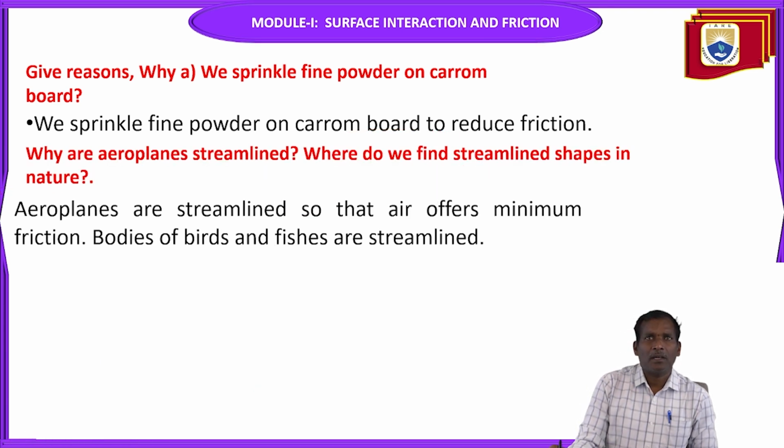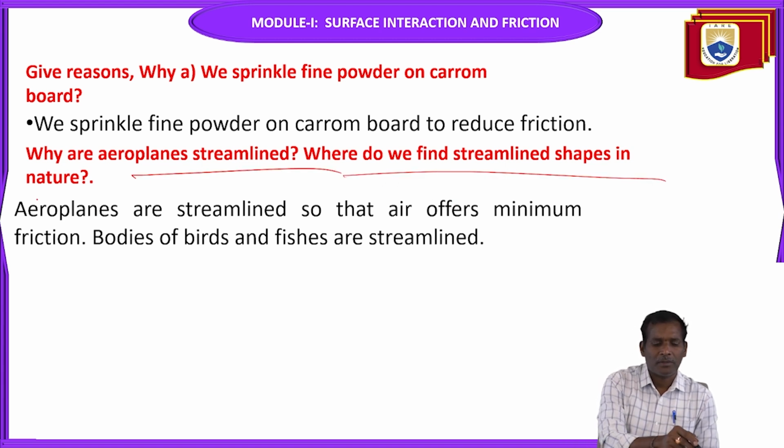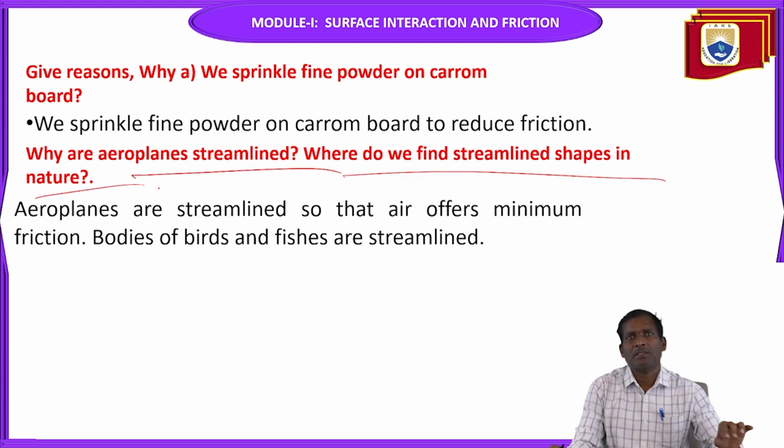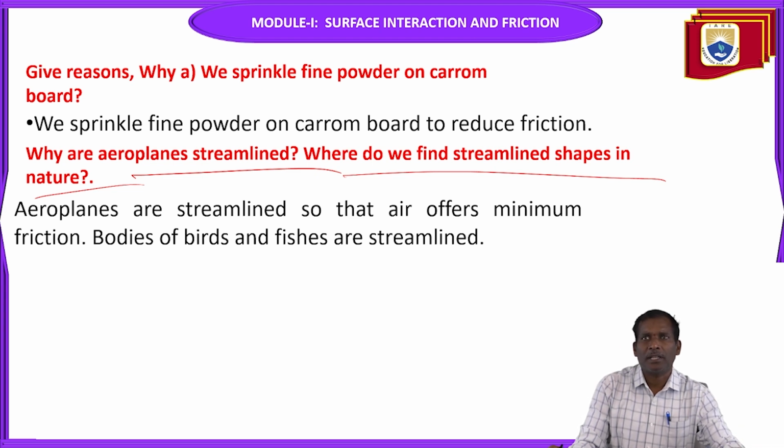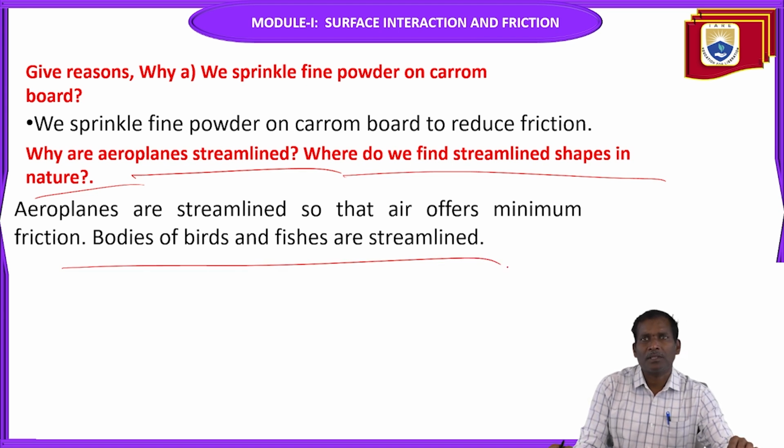Next, why are aeroplanes streamlined? Where do we find streamlined shapes in nature? Aeroplanes are streamlined so that air offers minimum friction. The bodies of birds and fishes are streamlined.